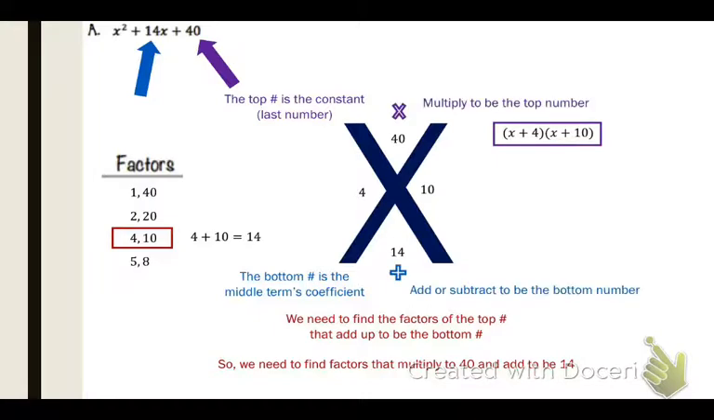Let's do another. Oh, wait. So just remember, you have to multiply to be the top number, and you add or subtract to be the bottom number. Most of the time when you subtract, it's because one of your answers is negative, like one of the top or the bottom numbers is negative, or they're both negative. Okay?